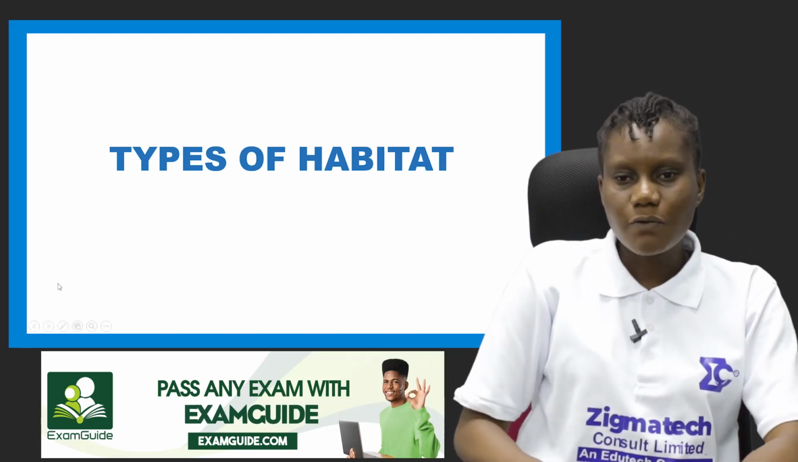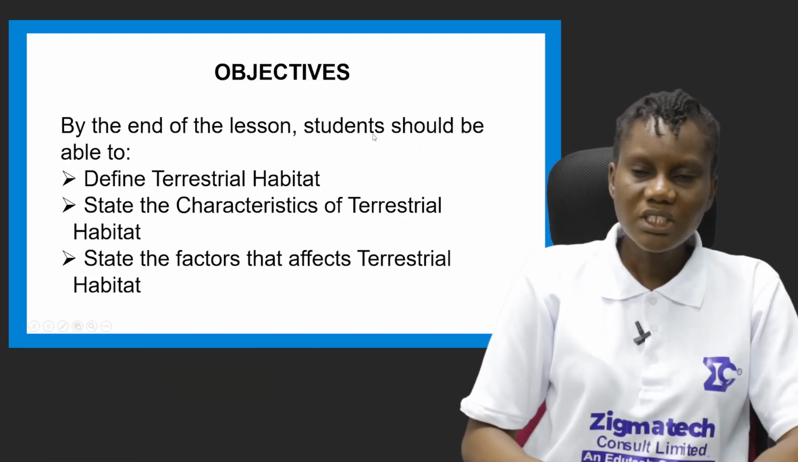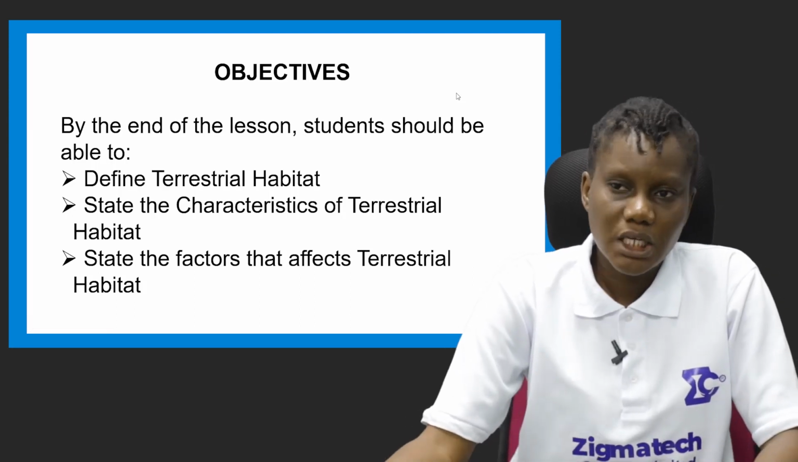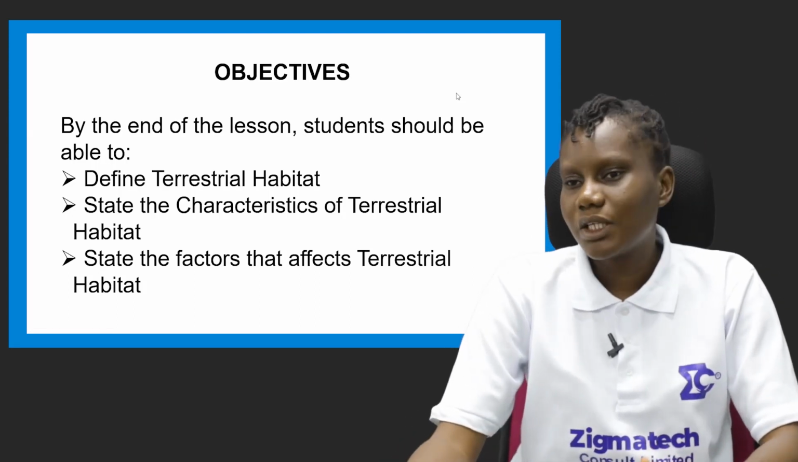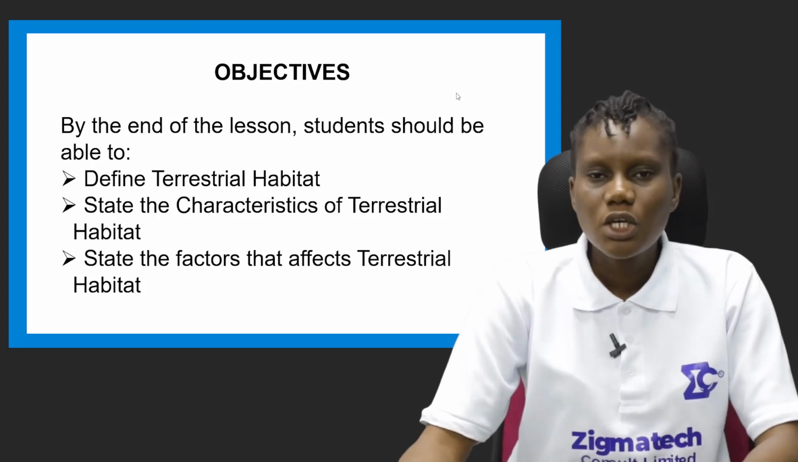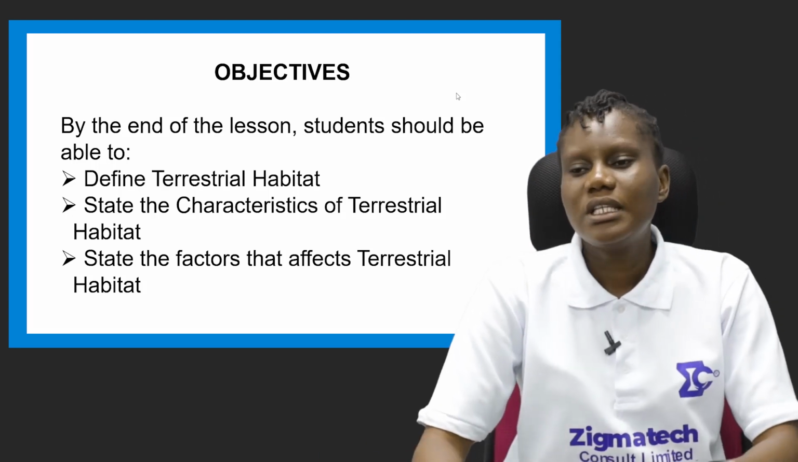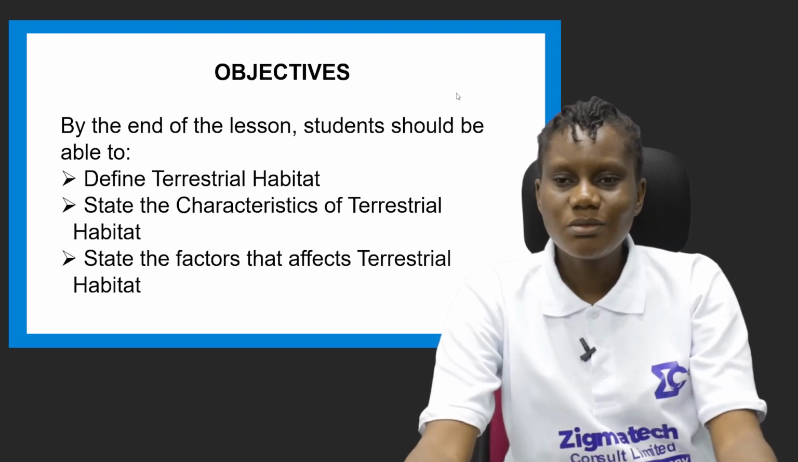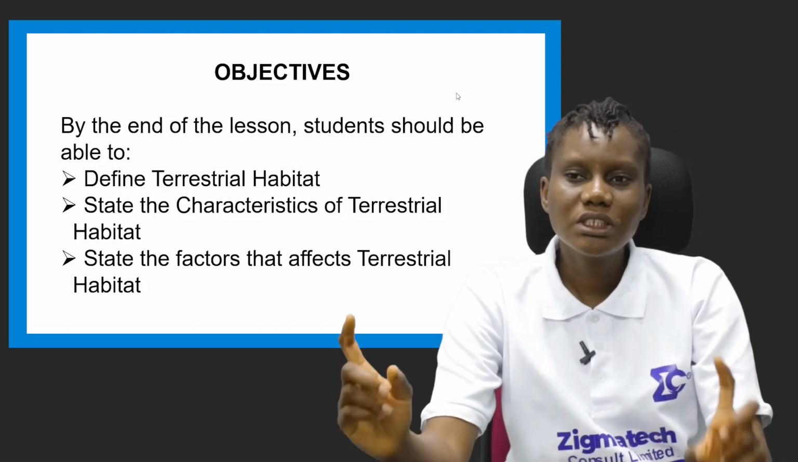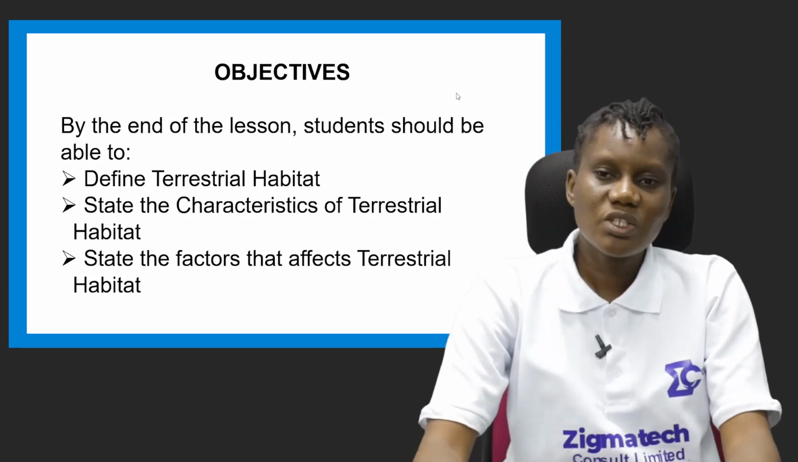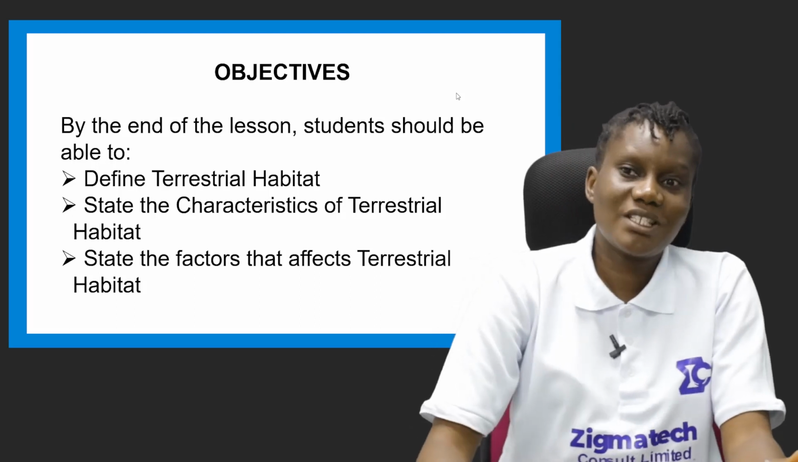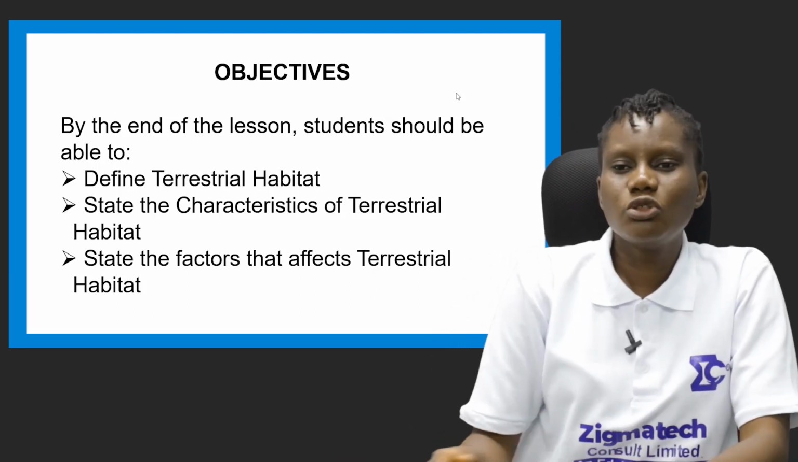So what is our focus for today's lesson? At the end of today, you should be able to define terrestrial habitats, state the characteristics of terrestrial habitats, and also state the factors that affect terrestrial habitats. Although we are under types of habitat, it seems like we're considering only terrestrial habitats, but do not forget we have some factors to pay for aquatic habitat. So we're going to continue from there.